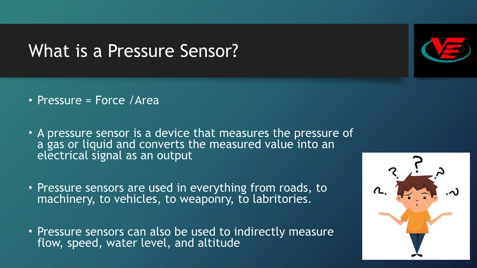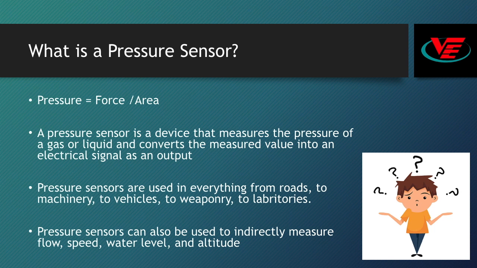So what is a pressure sensor? First, let's go over what pressure is. Pressure is the force applied to an area. Pressure is all around us. If you're on Earth around sea level, then you currently have around 14.7 psi pushing against your body right now. You can measure this through a pressure sensor.